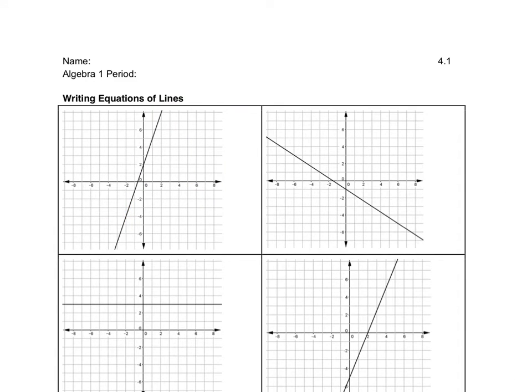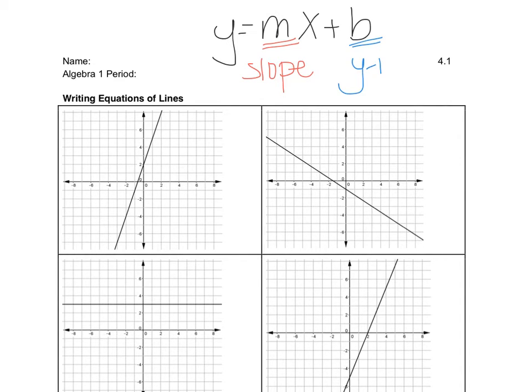All right, now we're going to do kind of the opposite and write equations of lines. In order to do that, we remember that we need the slope and the y-intercept to do y equals mx plus b. So we need to find the slope and we need to find the y-intercept. So the y-intercept is pretty easy. So this first one, our y-intercept is at positive 2, so b equals 2.